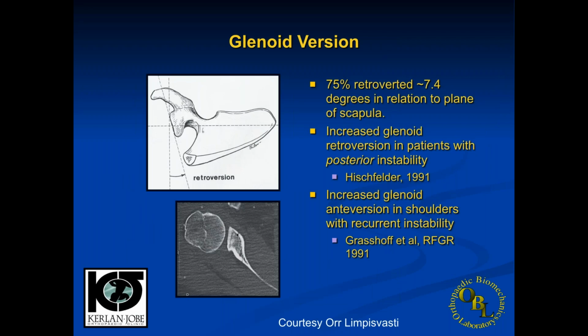The glenoid version is relatively important. This is obviously abnormal, and I'll show in a minute how we can do angles to evaluate this. But this is severe retroversion, and this is usually a congenital anomaly, but it's usually associated with a very large posterior labrum, which we'll see on some of the studies.